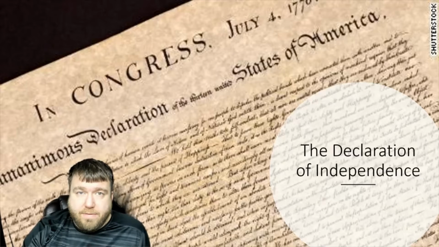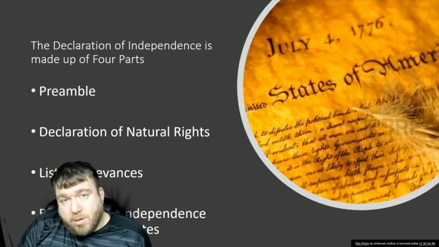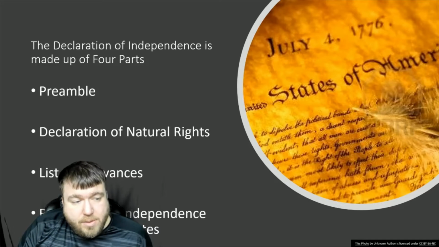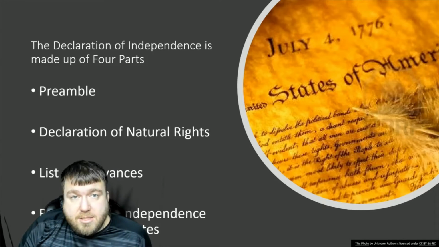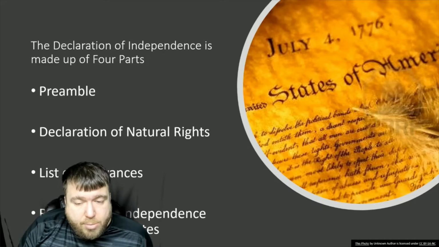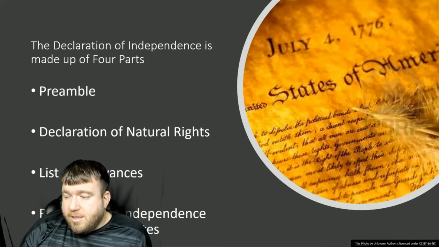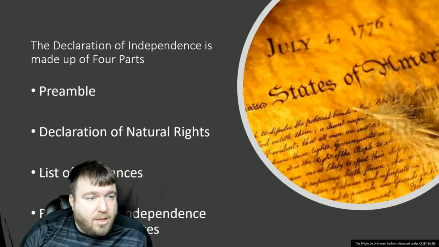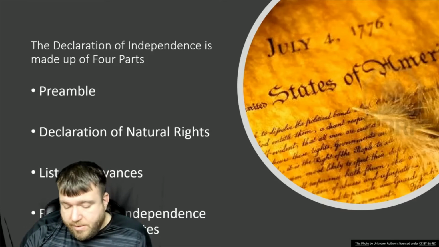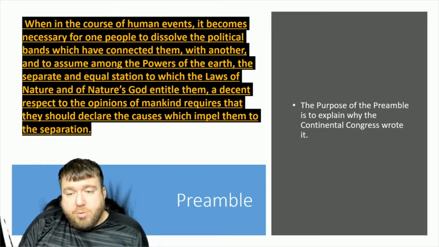The Declaration of Independence. The Declaration of Independence is made up of 4 parts. That is the preamble, the Declaration of Natural Rights, a list of grievances, and resolution of independence by the United States. These 4 parts are what make up the Declaration of Independence. Now, the document itself is not too terribly long, honestly. Like I said, it only is made up of 4 parts. The first part is the preamble.